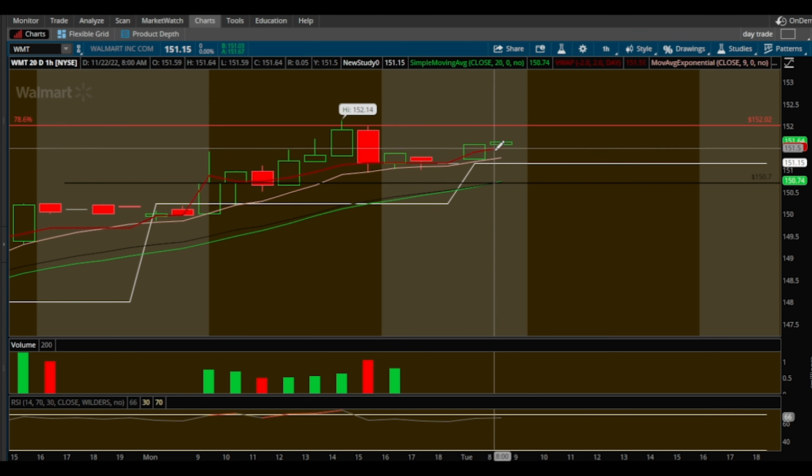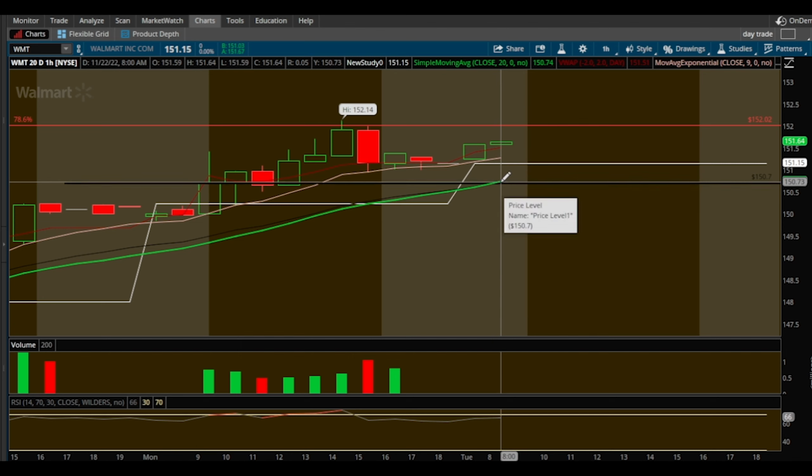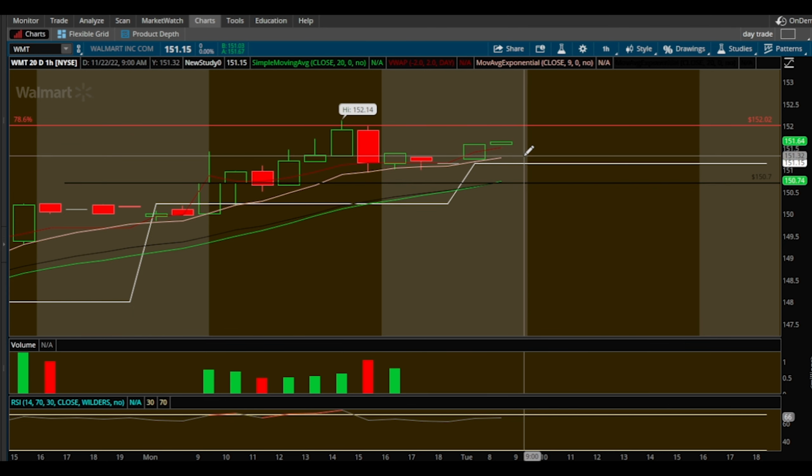I'm looking for Walmart to pull back to this bounce area at 150.7 to pick up call options, because I expect it to bounce upwards, so I'm going to be making money on the way up here. I like to keep my trades simple. Walmart really respects this 20 EMA bounce.